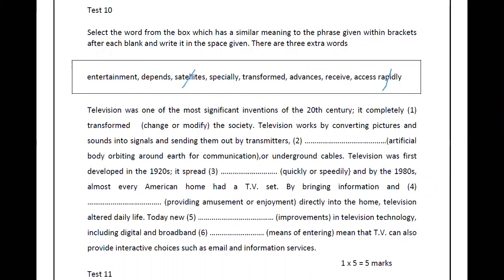Television was first developed in the 1920s. It spread rapidly, and by the 1980s, almost every American home had a TV set. By bringing information and entertainment directly into the home, television shared daily life. It suits, right? So the word here is entertainment. Okay.